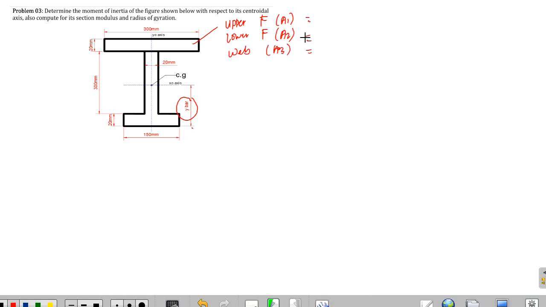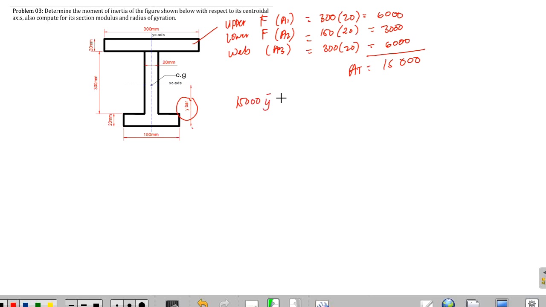Okay, so area 1, that is 300 by 20, that is 6,000. A2, the lower flange, that is 150 by 20, that is 3,000. And for the web, that is 300 times 20, the area is equal to 6,000. So the total area of the whole section is equal to 15,000.